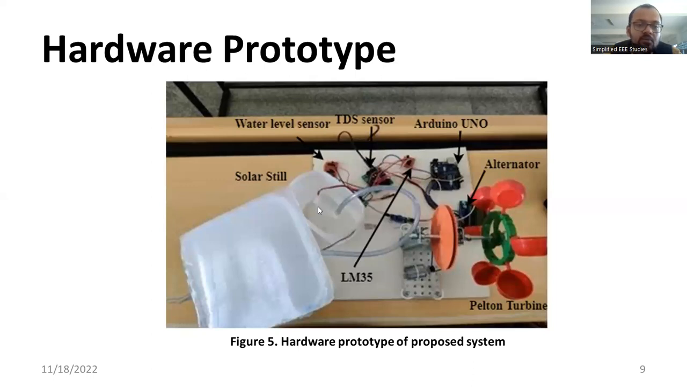So this is the prototype which we developed, and we have carried out real-time testing as well. But the power level we are getting is in milliwatts only, because the scale of production is too low; we made it just for validation. We haven't done it for a big project. Why? Because funding is required. Anyway, we are going to apply for that.